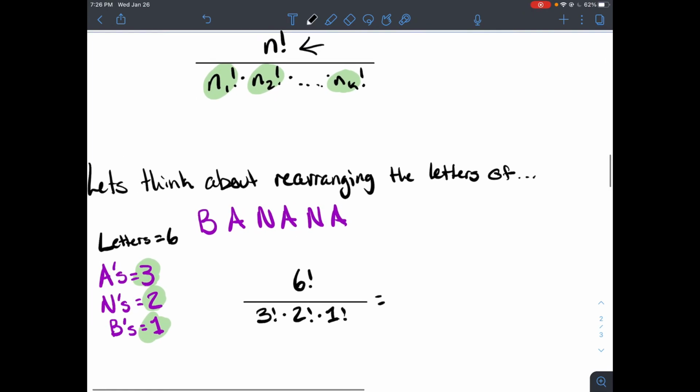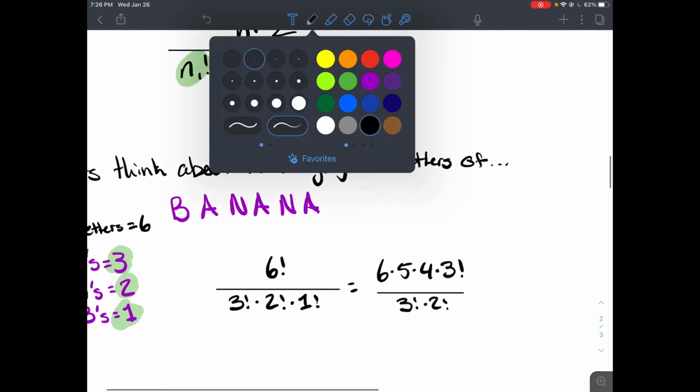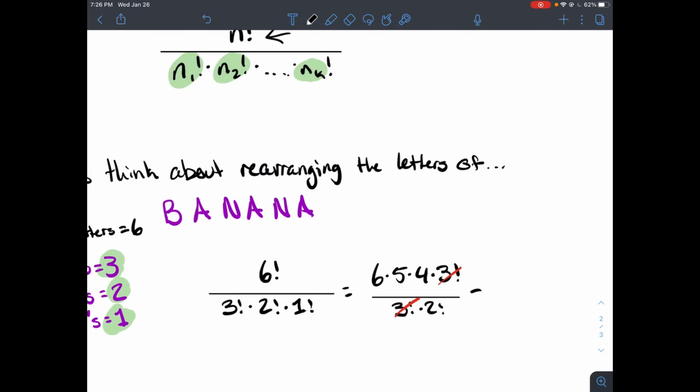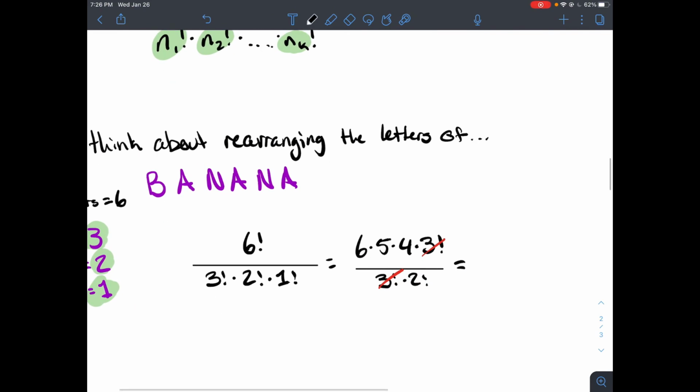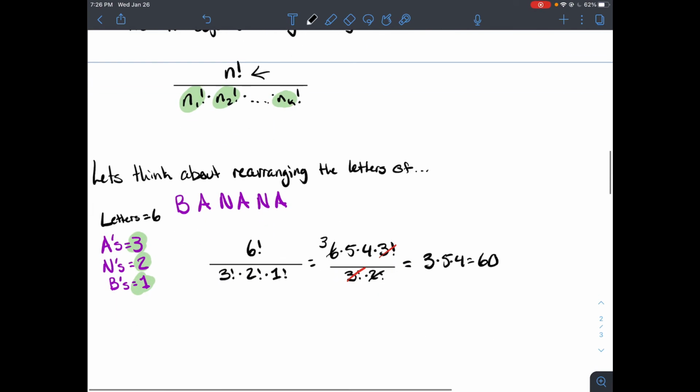So this then is equal to 6 times 5 times 4 times 3 factorial over 3 factorial times 2 factorial, because 1 factorial is 1. Do a little bit of fancy schmancy canceling. And we are left with 3 times 5 times 4, because this 2 cancels out here, and we get a 3, and that is left with 60. So there are 60 distinguishable permutations of the letters B-A-N-A-N-A, which is kind of cool, and we could figure this out really quick.